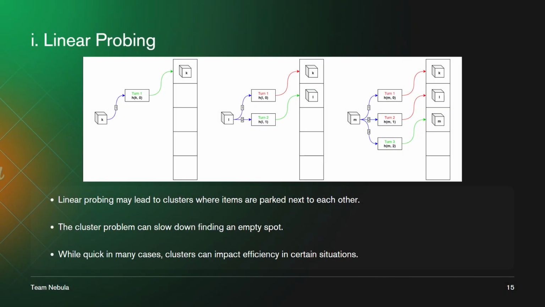But here is the catch. Linear probing can sometimes cause a bunch of cars or items to be parked next to each other. Imagine if you had a row of cars in a parking lot that everyone tried to park in the first empty spot they found. That would create a big line of cars, right? That's the cluster problem with linear probing. It can make a bunch of items sit next to each other, making it a bit slower to find an empty spot later. So, while linear probing is quick to search and insert in many cases, it can sometimes lead to these clusters, which can slow things down a bit.